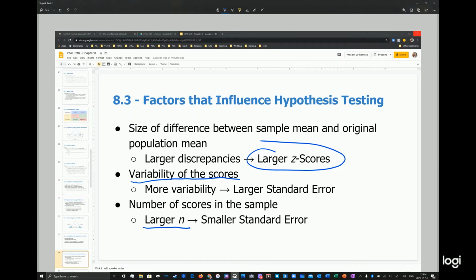Also, the number of scores in the sample would directly influence the variability of the scores, particularly your standard error. The larger your sample size, the smaller the standard error. So those are your factors: the difference between the sample mean and the population mean, and the variability of the scores, that is directly influenced by your number of scores in the sample.